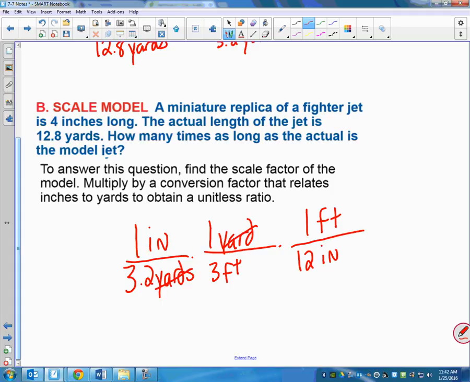Am I doing this upside down? Should I have the yards on top? I know, but I just mean like if I should have started with 3.2 yards and 1 inch, so that I get a nice answer here. But it's okay. We're going to go.